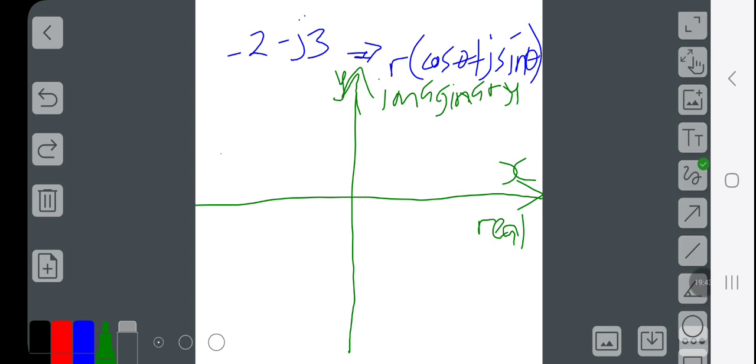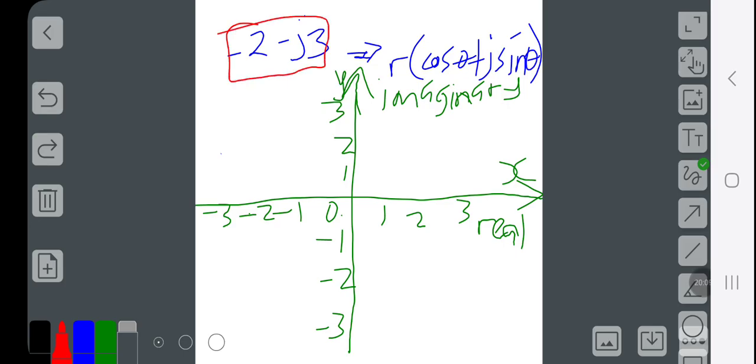So let's move on. Here it's 0, then 1, 2, 3, minus 1, minus 2, minus 3, and 1, 2, 3 on this side, minus 1, minus 2, and minus 3. Now let's check the given rectangular form, where minus 2 is your real number, then the minus 3 is your imaginary number.